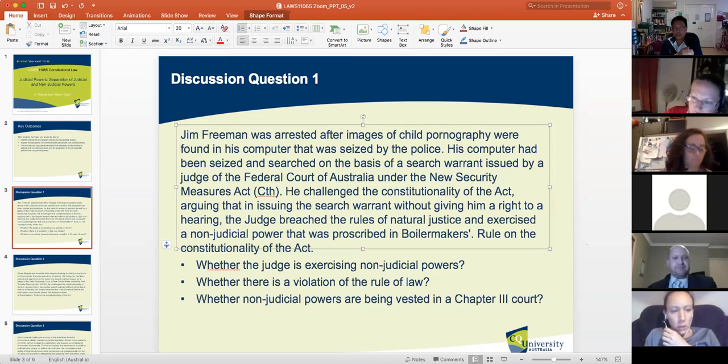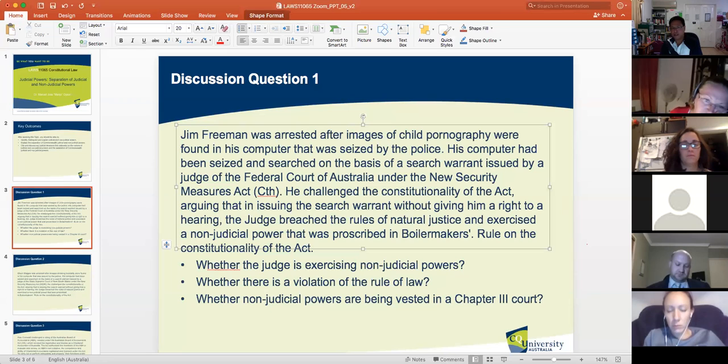So there is an exception to the Boilermakers case, as pointed out clearly by Monique, and that is according to the persona designata doctrine, as espoused, for example, in Grollo versus Palmer or Hilton versus Wells. It is permissible for a Chapter 3 judge to exercise non-judicial powers for as long as the designation is in his or her personal capacity and it is with his or her consent, and that the exercise of those non-judicial functions is compatible with the exercise of his federal duties as a Chapter 3 judge.